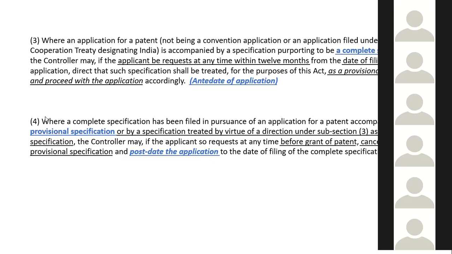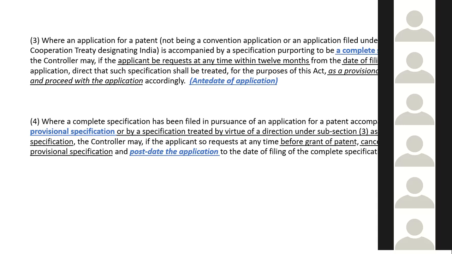Now we are moving towards the 4th, that is the post dating of the application. Where a complete specification has been filed in pursuance of an application for a patent applied by a provisional specification or by the specification treated by virtue of a direction under subsection 3 as a provisional specification, the controller may, if the applicant so requests at any time before grant of patent, cancel the provisional application and postdate the application to the date of filing of the complete specification.